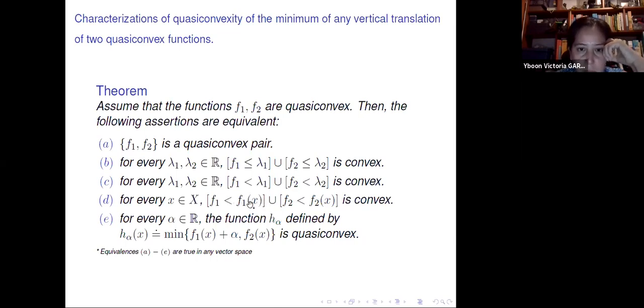Also, particularly, we have lambda 1 equal to f1 at x, and here is f2 at x, it's convex. And we have that for every alpha in R, this function, the minimum of f1 plus alpha, this is the translation, with f2 is quasi-convex. So it was very interesting to find this result, because we were searching about some first. We have this result that is about the minimum of translation. Okay. Also this theorem is true in any vector space. Here we didn't need a structure. We don't talk about a differential. So this is in general.